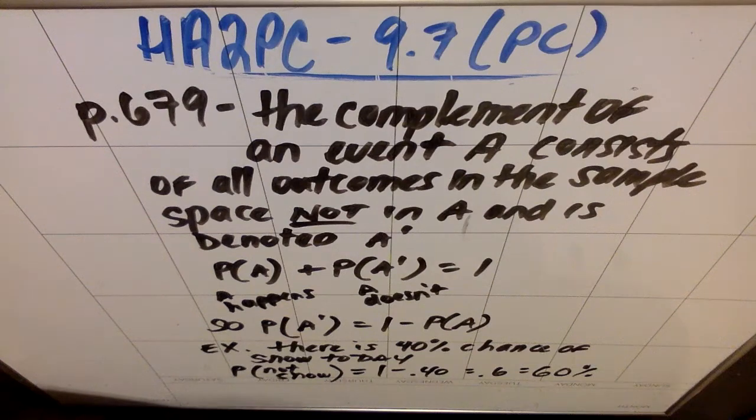This is Honors Algebra 2 Pre-Calculus. We're doing 9.7 in Pre-Calc, which is probability. On page 679 of your textbook, you'll see that the complement of an event A consists of all outcomes in the sample space not in A, and is denoted as A prime.